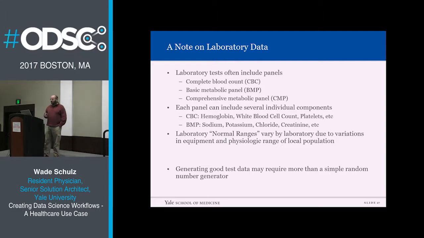One note looking at our laboratory data, again, we often have many different tests. Each of these tests often comes with components that we already saw. So our CBC, which is a panel, comes with many separate components, as do our basic and comprehensive panels. Each of these has different normal ranges which we generate. And again, generating good test data sometimes requires more than a random number generator if you want to reflect what actually might be coming out of production systems.